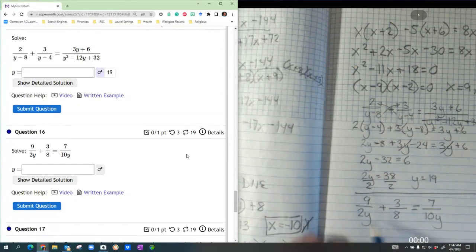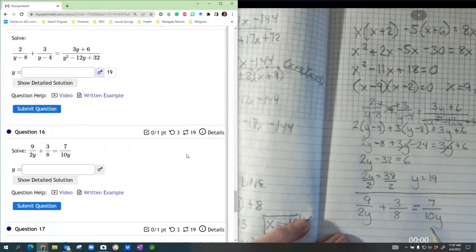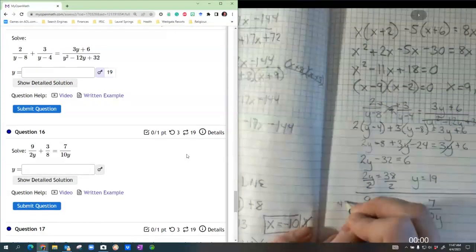Now I go ahead and look at the bottom, and I see that we're looking at a number that all of these can go into, and 40 is the answer. So every one of these can go into 40. And then we need a y. So the LCD is 40y.